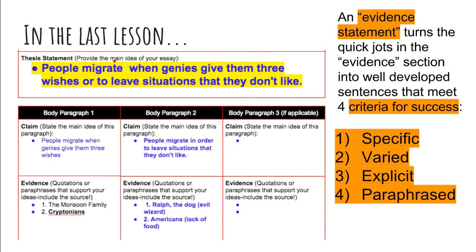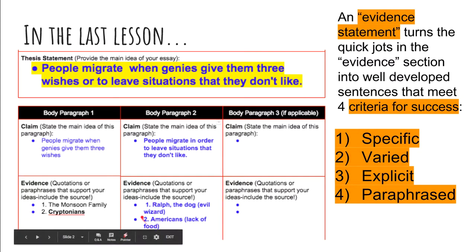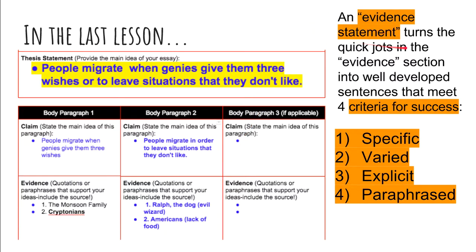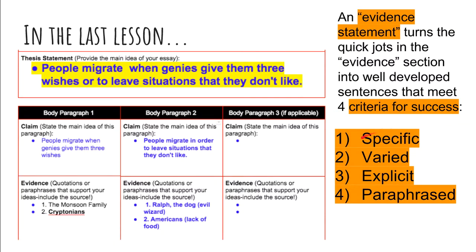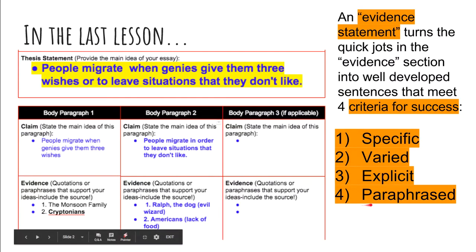So today we're going to take what we did and actually turn these little jots for our evidence into actual evidence statements. An evidence statement turns any quick jots that we put into our organizer into well-developed sentences that meet 4 criteria for success. The first one is it is specific, second, varied, third, explicit, and fourth, paraphrased.